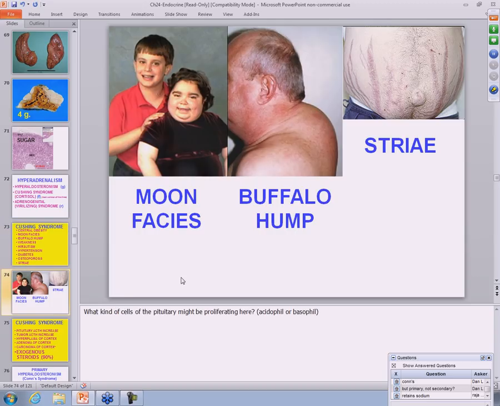Let's look at the pictures again. Moon face, buffalo hump, striae. These are the three big ones. These are the ones that we most often saw. We reviewed all of our steroid side effects for the Upjohn Company. Next one.